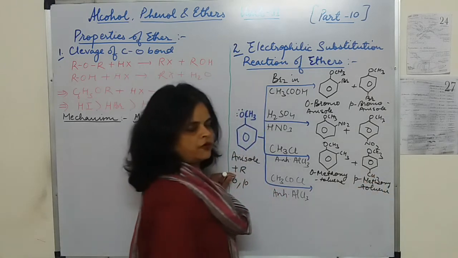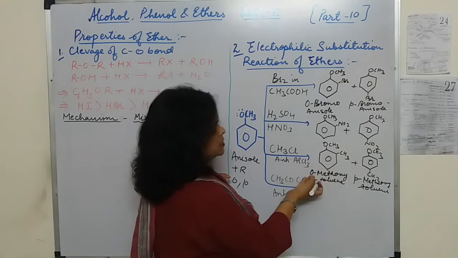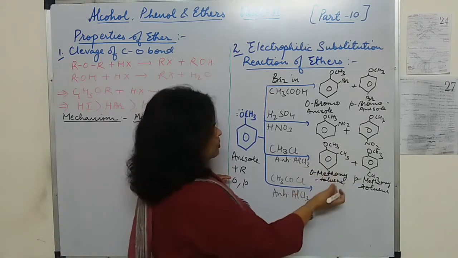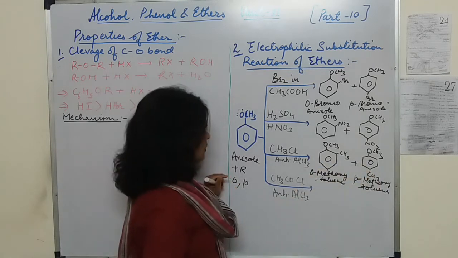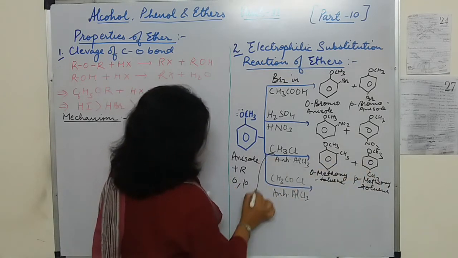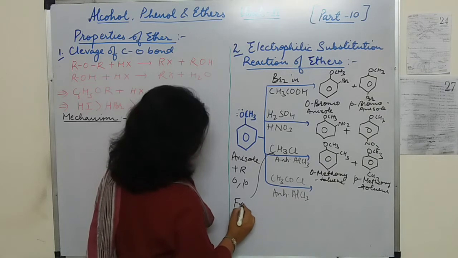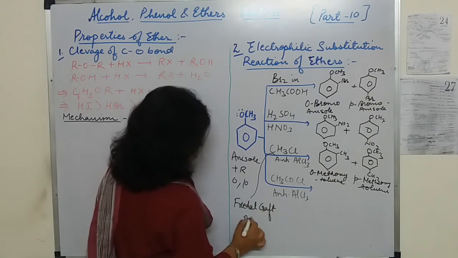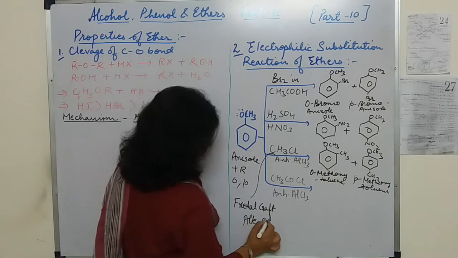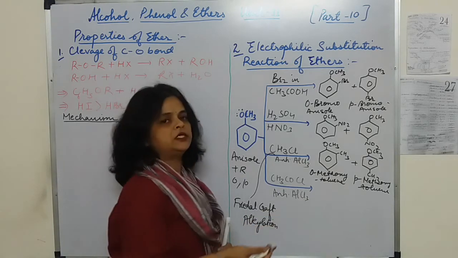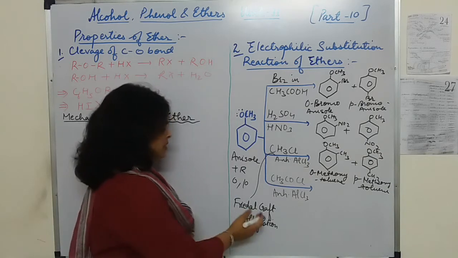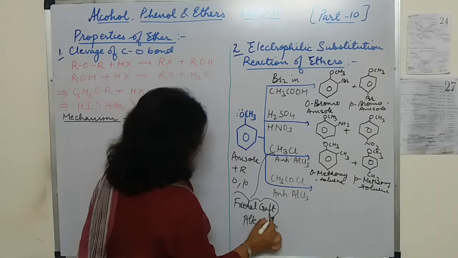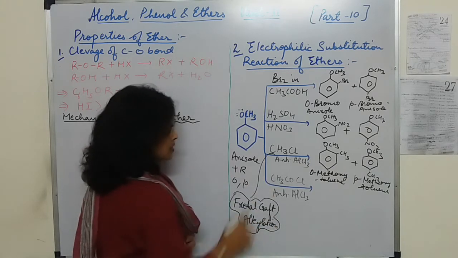And you know that if you have to write the IUPAC name, instead of ortho and para, you will use the numbers 2 and 4. 2-methoxytoluene, 4-methoxytoluene. And the name of this reaction is Friedel-Crafts alkylation. In the back exercise you will get this question: write the Friedel-Crafts alkylation of anisole or Friedel-Crafts acylation of anisole. So this is the name reaction.